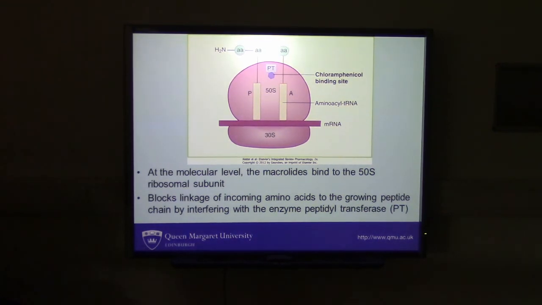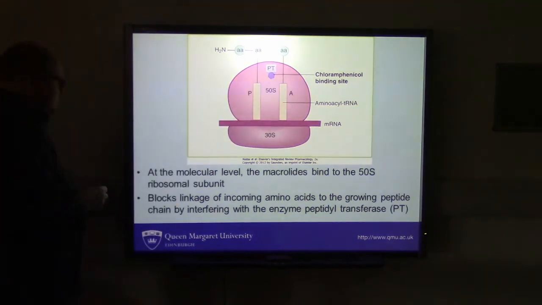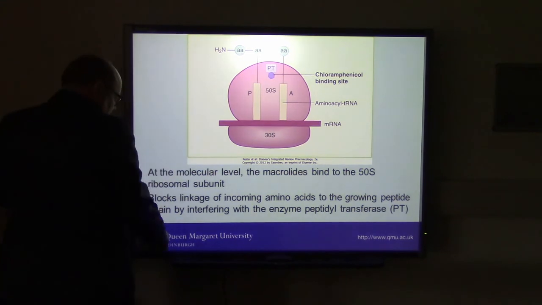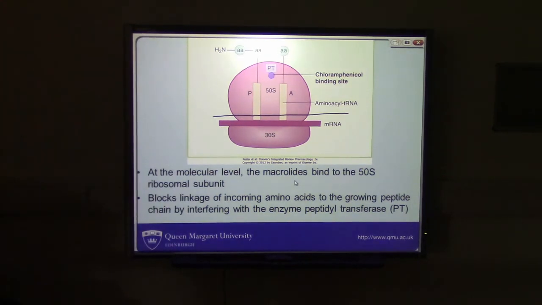So what they do is bind onto the 50S ribosomal unit here. That's the top part of this diagram, on the messenger RNA. If you look at it, you'll see the messenger RNA running through the middle. Then you've got the 50S and the 30S subunits. Normally the incoming amino acids would come in and you would get the development of a long chain of amino acids, which would ultimately make the protein. The drugs interfere with the peptidyl transferase enzyme, which blocks the linkage of the incoming amino acids. So the amino acids don't come in, don't join up, and you don't get the same level of protein synthesis as you did before.